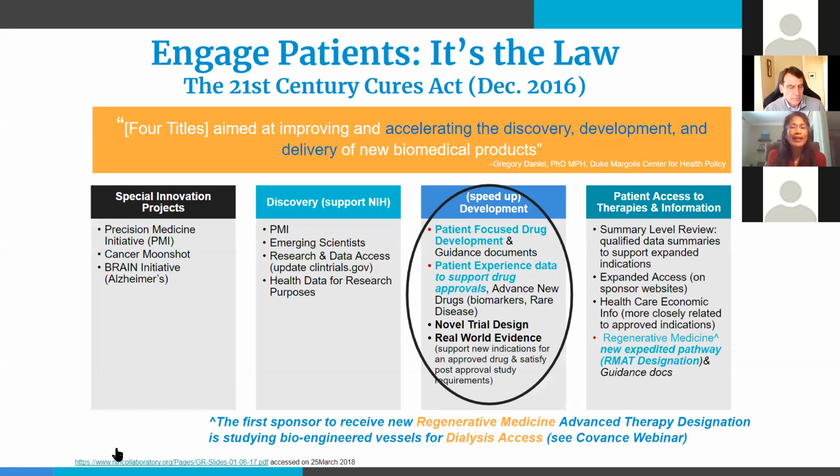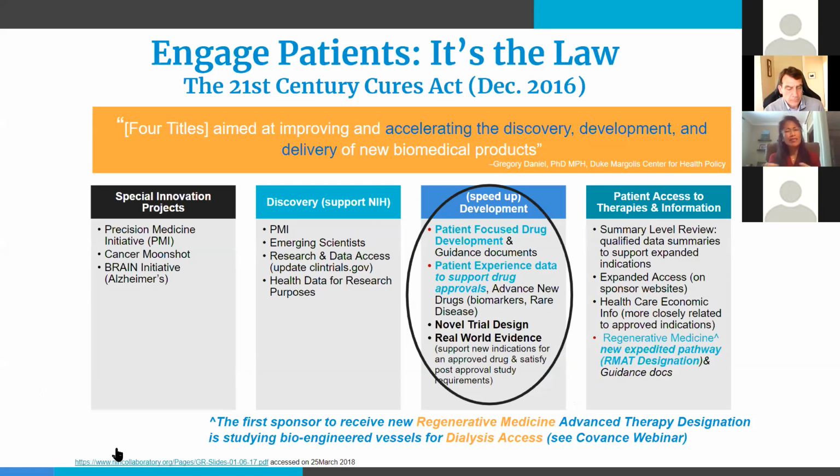Back in December 2016, the 21st Century Cures Act was signed into law. If you look at the 4 articles, I've circled the 3rd one, where the goal is to speed up development. And right there in law, you can see that patient-focused drug development and patient experience data is really important and being prioritized by the FDA.